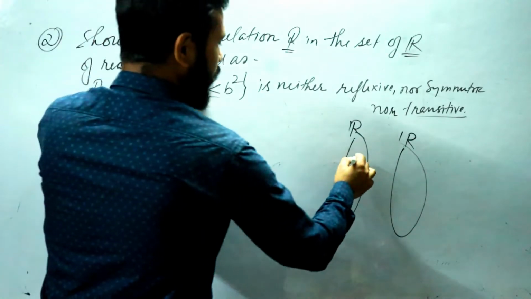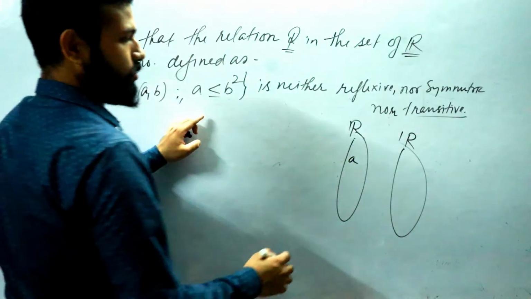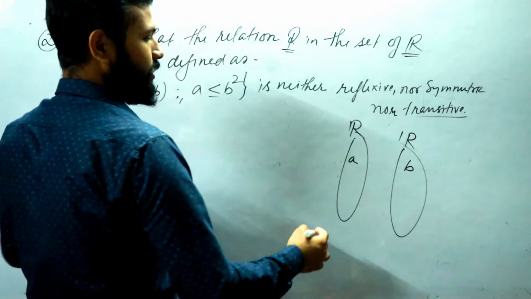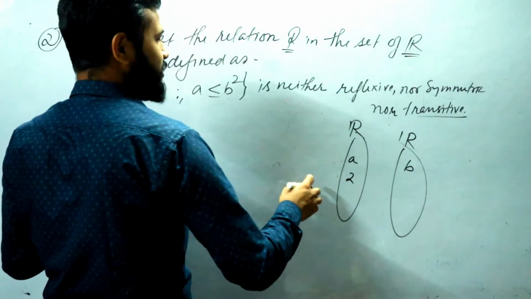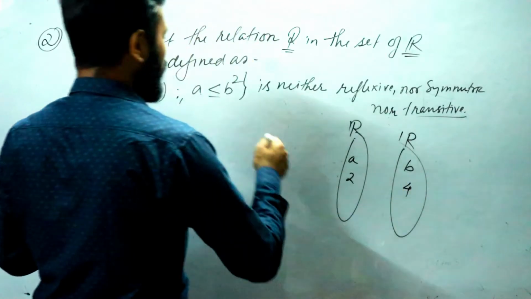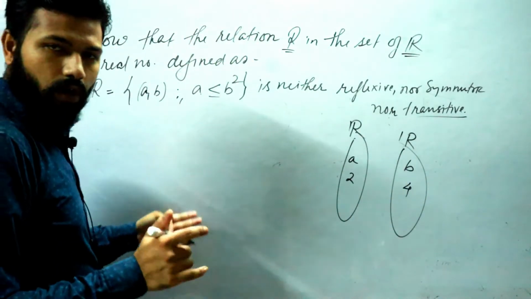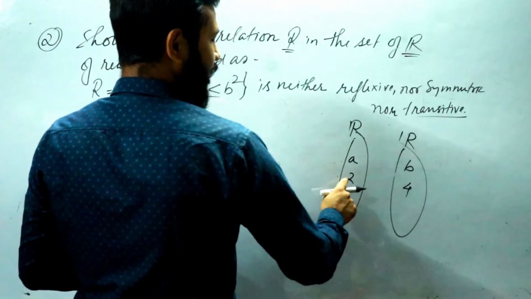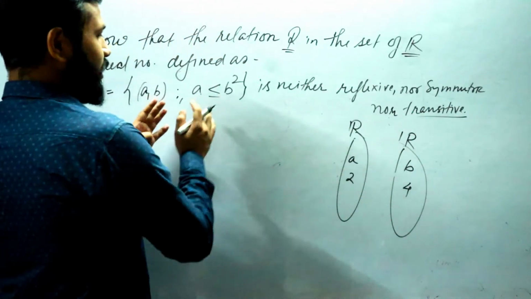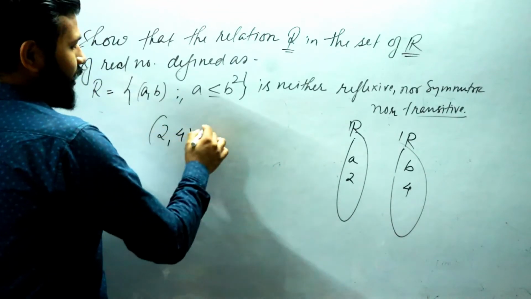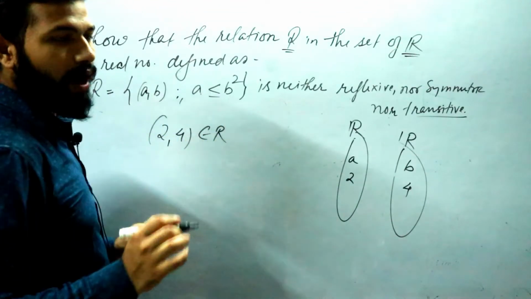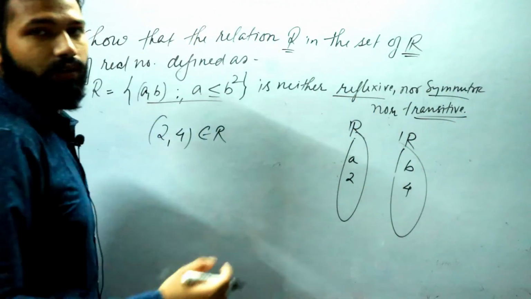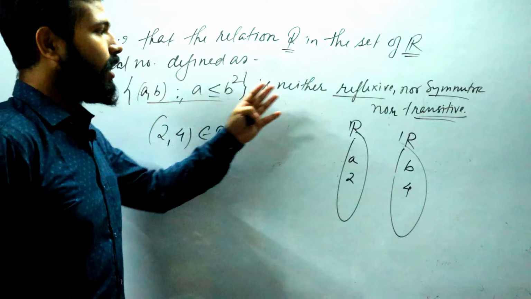the value of A is always less than or equal to B square. So A is the element of the first set and B is the element of the second set. If I take 2, then B square is 4. So 2 comma 4 also exists in this relation, because obviously 2 is less than 4. But what do we have to prove? That this relation is neither reflexive, nor symmetric, nor transitive. This is our question. We have to prove that it is none of them.